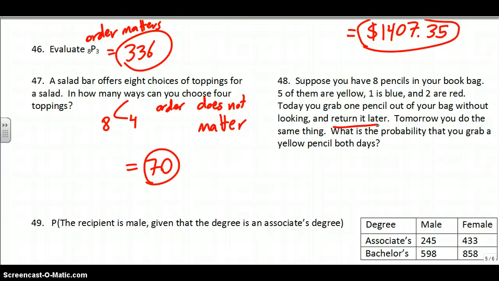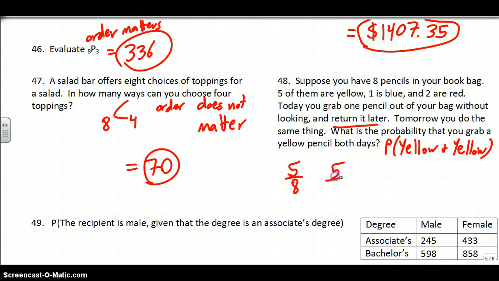So basically yellow and yellow is what I want to know. Well, since I am replacing it, that makes life a little easier. First, what's the probability of getting a yellow on the first day? Well, 5 out of 8 of them are yellow, so it's 5/8. How about the second day? Well, since I replaced it, it's still going to be the same probability, 5 out of 8.